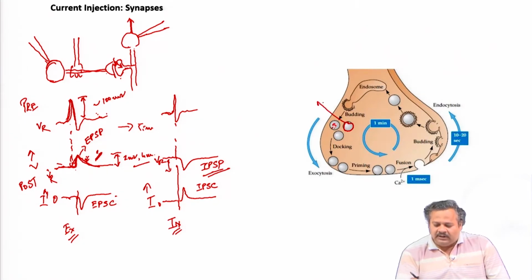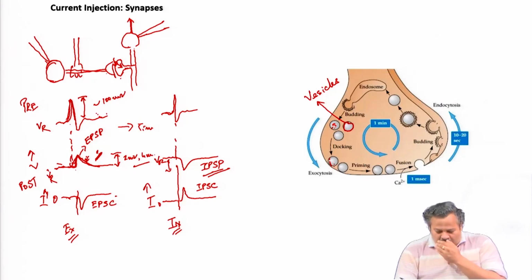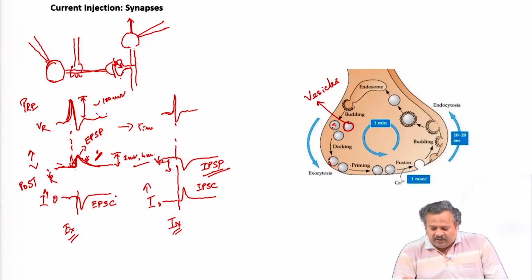So, these are the vesicles on the presynaptic side that contain neurotransmitter, which, due to many different synaptic proteins present presynaptically, are docked on the membrane on the inside of the presynaptic terminal, and they are primed and ready to release the neurotransmitter that is present in them.